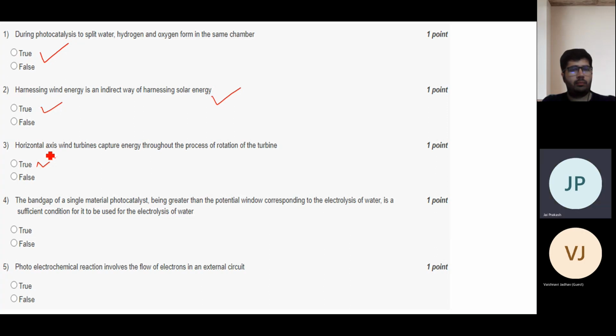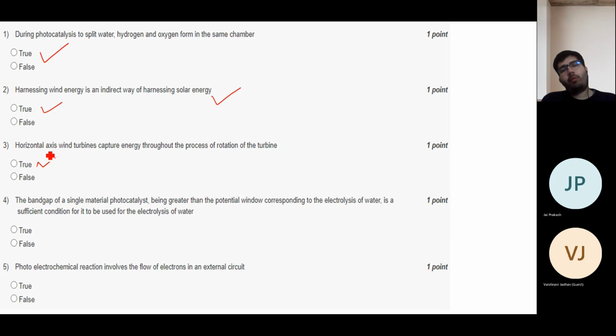That's false. At least minimum radiation is required. Only the band gap will not help. At least a photon is required. Yes, it is a sufficient condition also; the energy is also required.